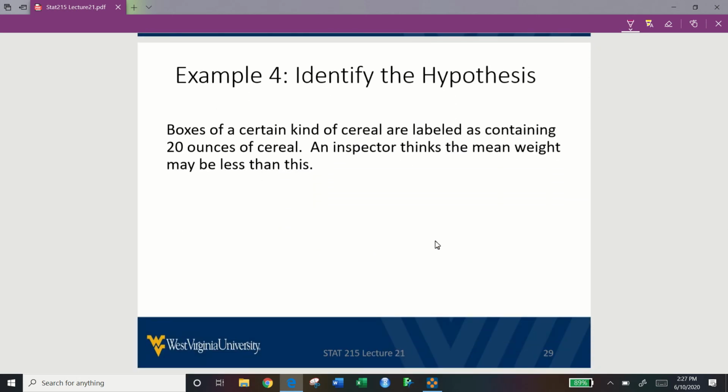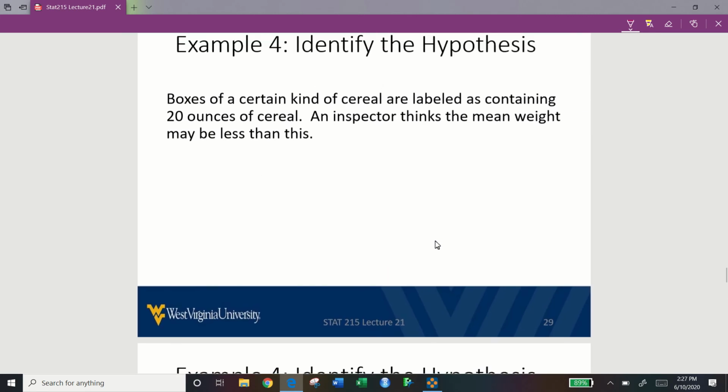Let's do one more example. Boxes of a certain kind of cereal are labeled as containing 20 ounces of cereal. An inspector thinks the mean weight may be less than this. Once again, we'll start by writing out our null and our alternative hypothesis. In this case, are we talking about averages or proportions? Well, I see the word mean, so that's going to tell me our parameter of interest is going to be mu.